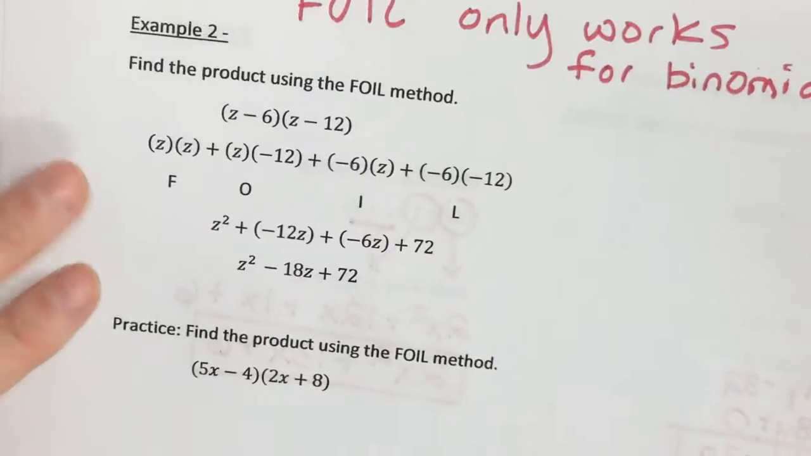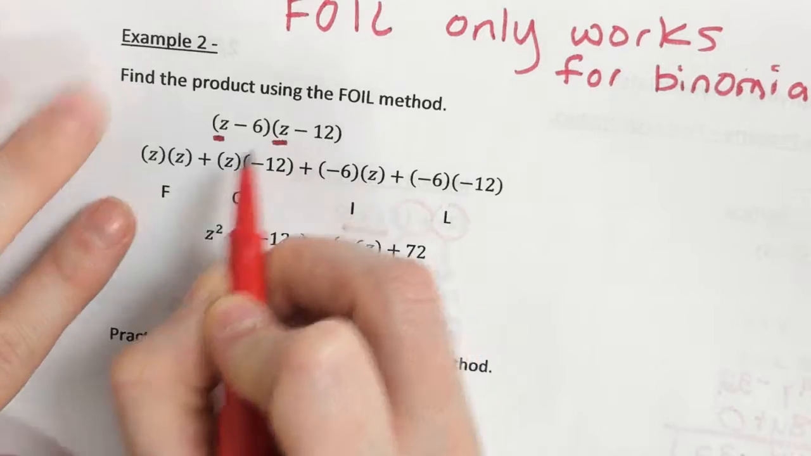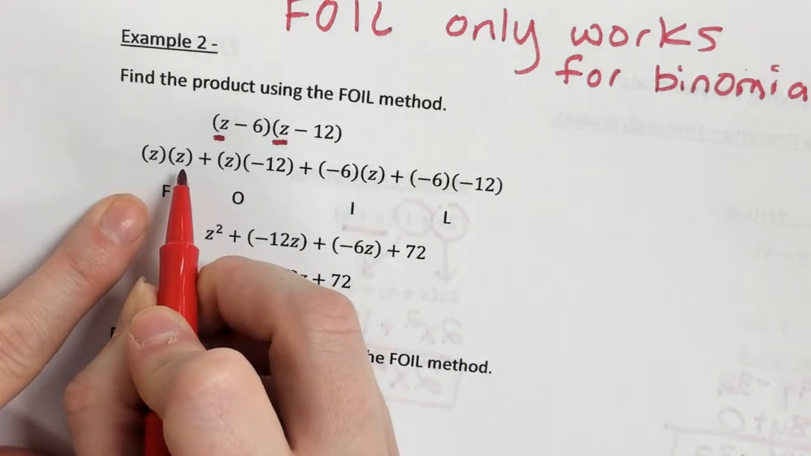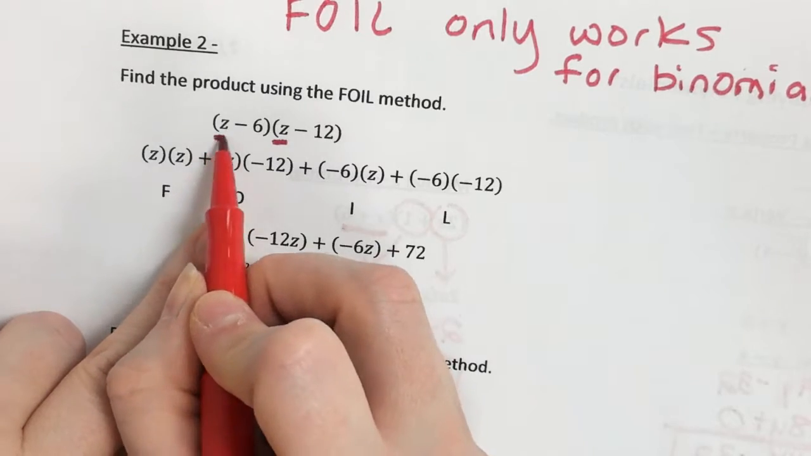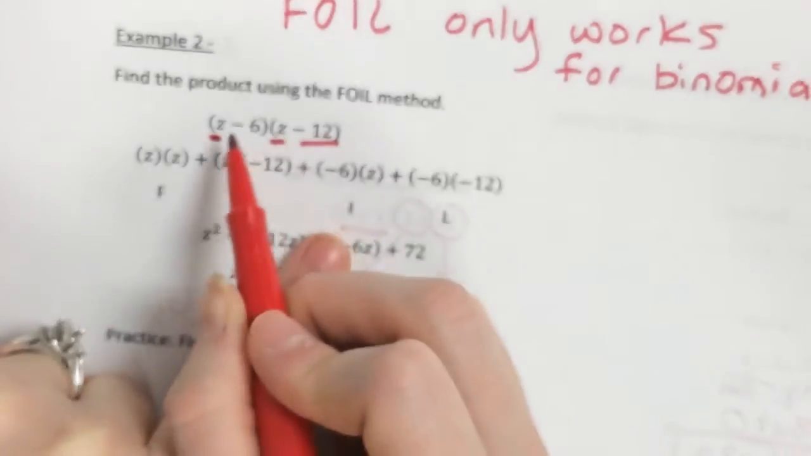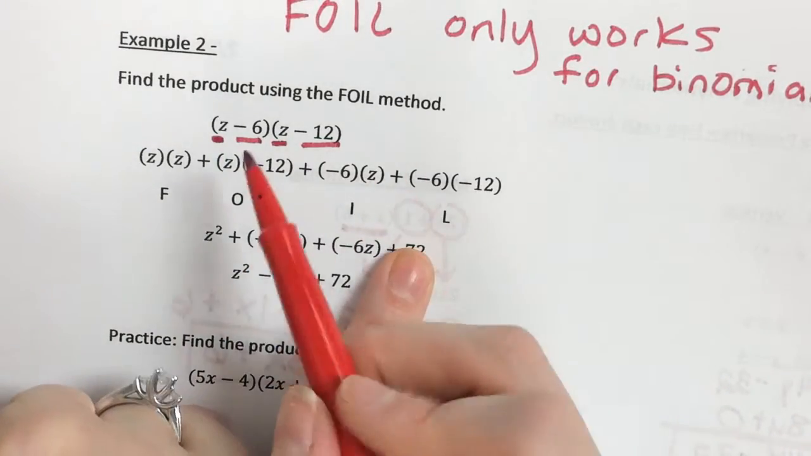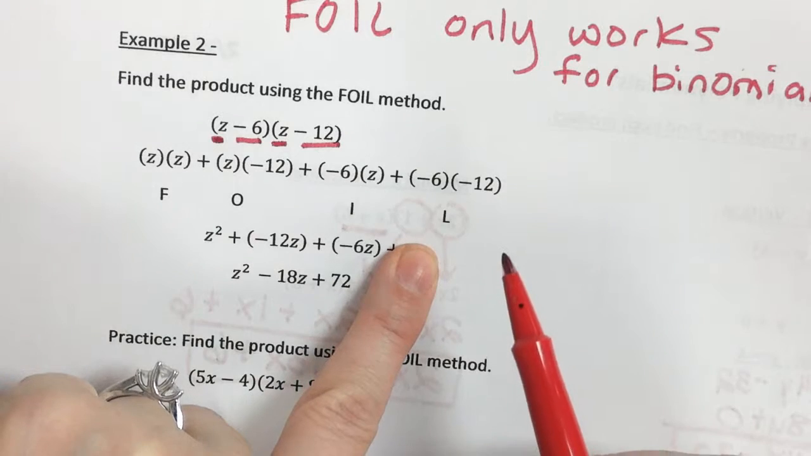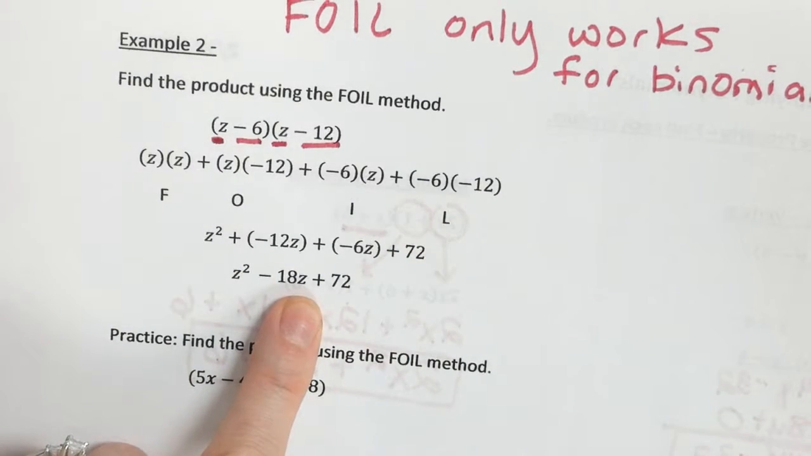So FOIL means first I'm going to multiply these, the first terms, z times z. And then I'm going to multiply the outside terms, z and negative 12. And then the inside terms, negative 6 times z. And then the last, negative 6 times negative 12. And then you can simplify.